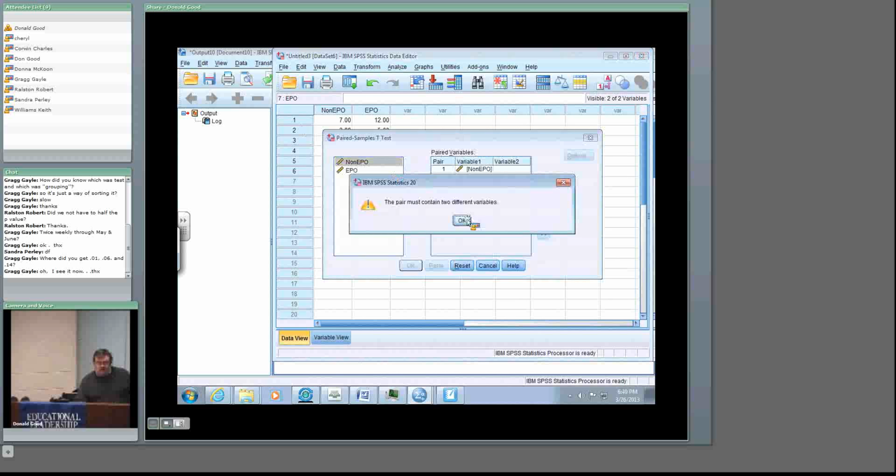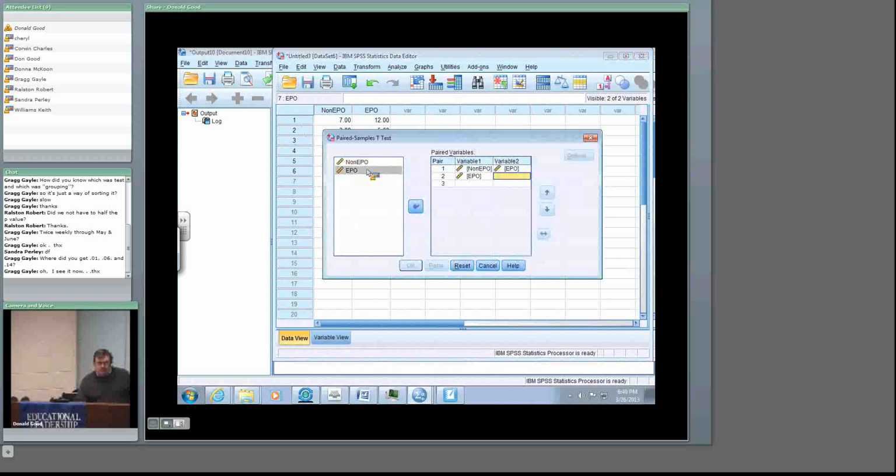Oops, reset it. It doesn't like you double clicking. So I'm selecting and moving the arrow, or clicking the arrow. I need them side by side because that's how they're paired together. Yes, double click them both over, but they have to be on the same line. This is ready for a second pair, but I don't have a second pair. I need to make sure they're side by side.